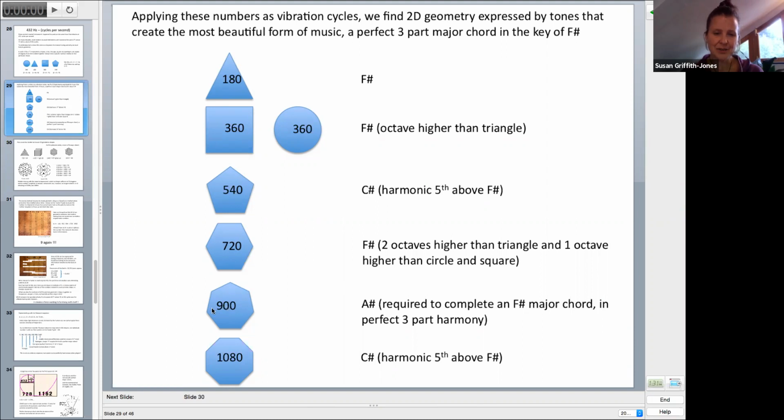And then the septagon makes 900, which is an A sharp required to complete an F sharp major chord in perfect 3-part harmony. And then the octagon, which is the C sharp, a harmonic fifth above F sharp. So we've got this range of perfect harmony occurring from these shapes, one by one, so 3, 4, 5, 6, 7, 8-sided shapes.